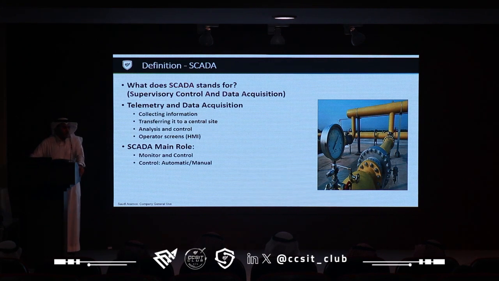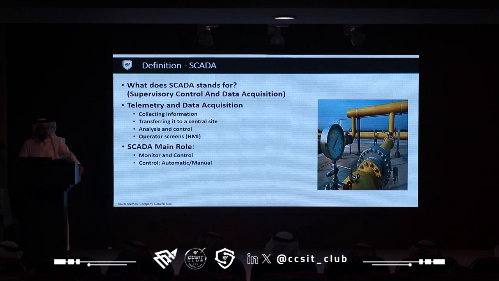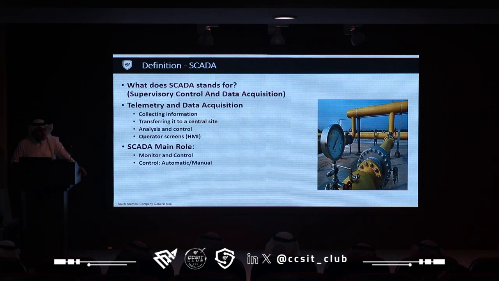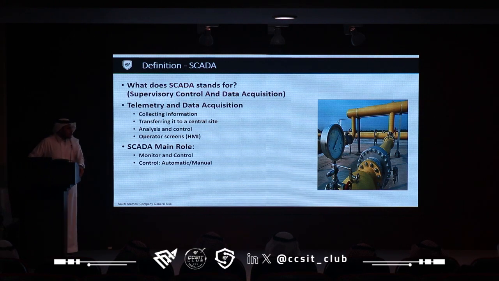Also, we will use the HMI, the operator machine, that will help the operator see this output, representing the operation of this process. Getting the information, doing analysis of the information, and we get the output in the HMI. What is the main role of SCADA? It is monitoring and control of the field devices in the plant. This control may be manual or automatic.